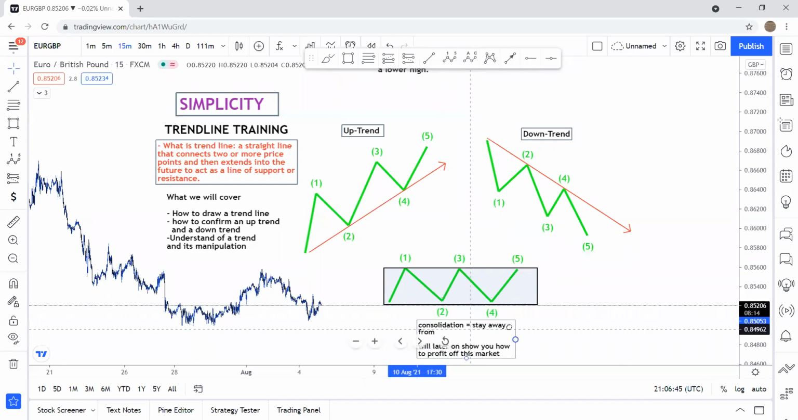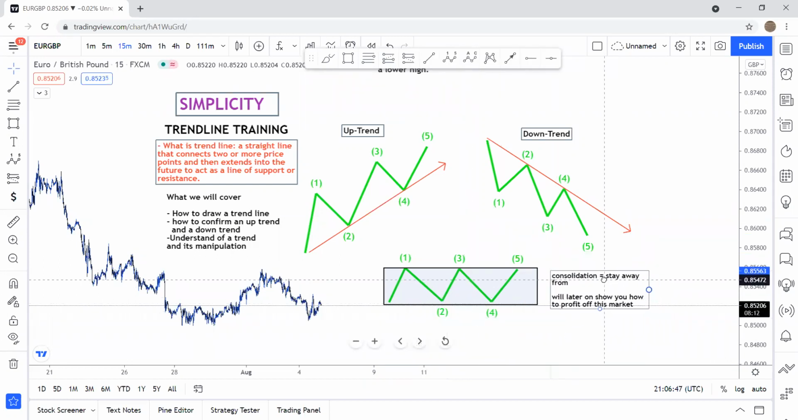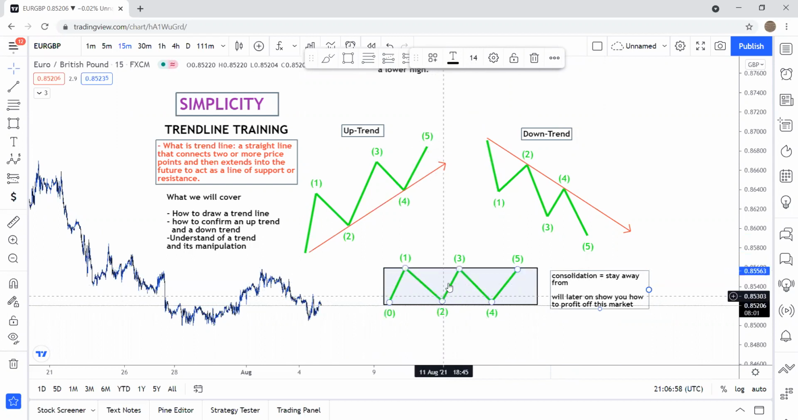Keep that in mind. But for the sake of this training, we're just going to focus on an uptrend and a downtrend. We're not going to focus on the consolidation, right? I will show you what it looks like and what to stay away from. Okay, and why to stay away from it. But let's get into it.